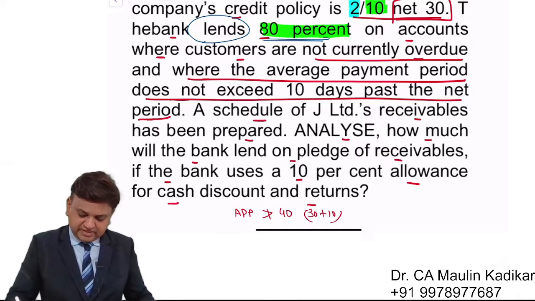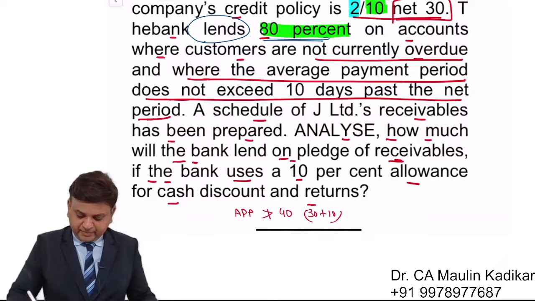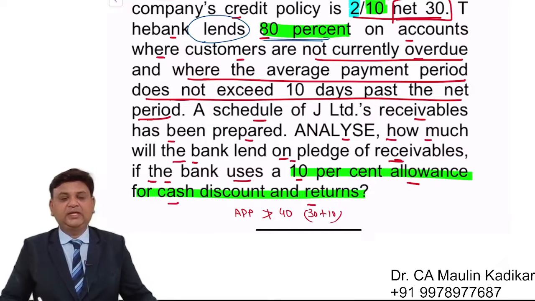A schedule of Jackson's receivable, so J Limited, has been prepared. Analyze how much bank will lend on the pledge of receivable. If the bank uses 10% allowance for cash discount and return, that is what they have provided. I request you to tell me what is the loan amount.